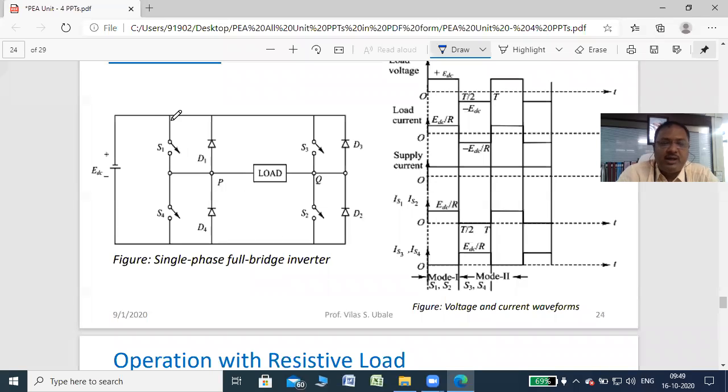So it should conduct in a cross only. When S1 is on, S2 should be on. So the same triggering circuit is used for S1 and S2, and the same triggering circuit for S3 and S4, so that S1 and S2 turn on at the same time. Similarly, S3 and S4 turn on at the same time. So keep in mind the triggering circuit for S1 and S2 is the same, and for S3 and S4 is also the same, so that the triggering pulses are applied to these switches at the same time. Okay, so we'll start with the first case.